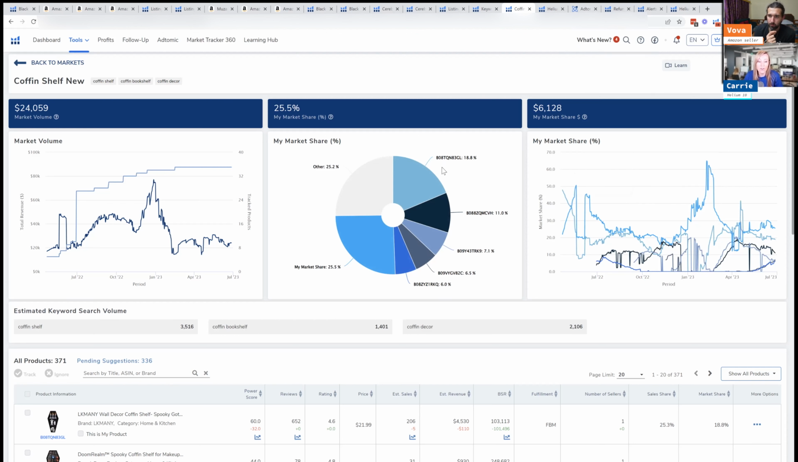It doesn't even have to be your product. You can just put in a certain market and you can track the market and see if it's growing over time and who's the main player in the market, if there's one particular product that's dominating the market. So that is a great way to look at the overall market of a product that you want to do or that you're already selling.